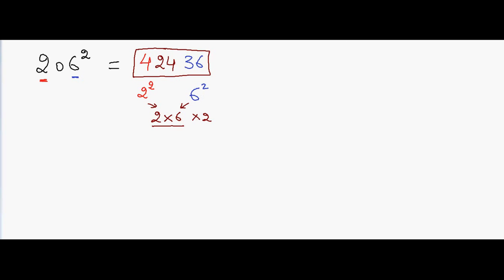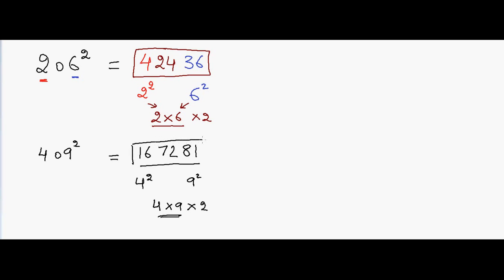Let me take another example. Suppose I have 409 and I want to square it. In that case, 4 square is equal to 16, 9 square is equal to 81, and 4 into 9 into 2, so 9 into 8, that is 72. So the answer is 167281. So that's our answer.